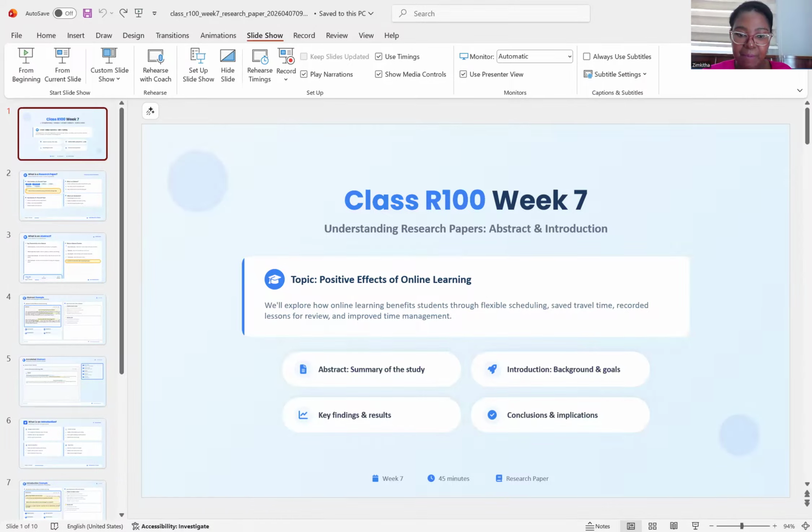So I'm going to share my screen with you. Okay. So basically, the purpose of this lesson is to look at the abstract. What does it look like? How can you identify it? What information is in there? And then looking at the introduction, which focuses more on the background and the goals of the research.